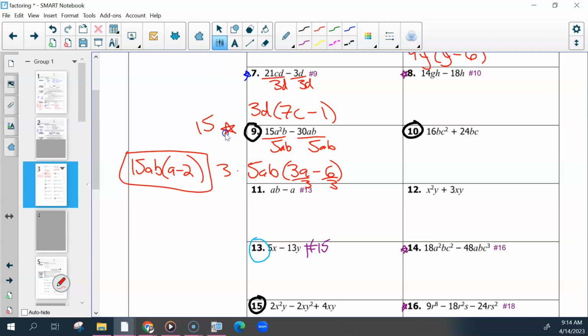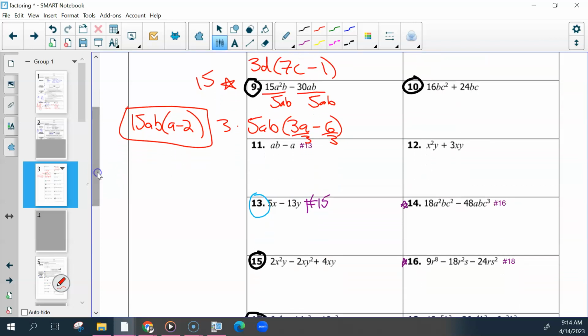Let's do, now we have some without numbers. Let's do 12. Don't have a number in common, or the highest number, the GCF is 1. Do they have variables in common? And then how many of each? 1 of each. So if I'm dividing out xy from both, what's left? X. So don't let the just variables confuse you. It works the exact same way.